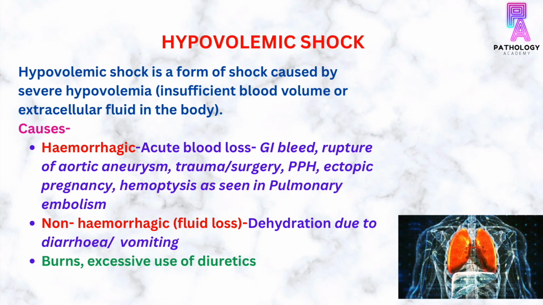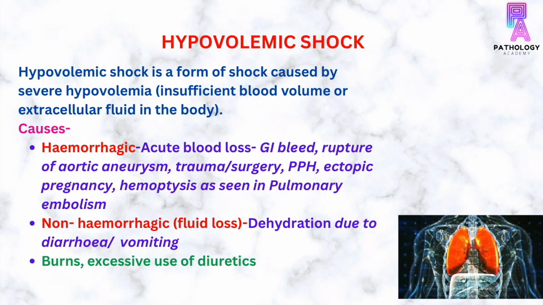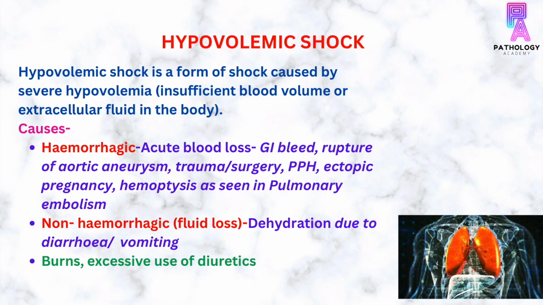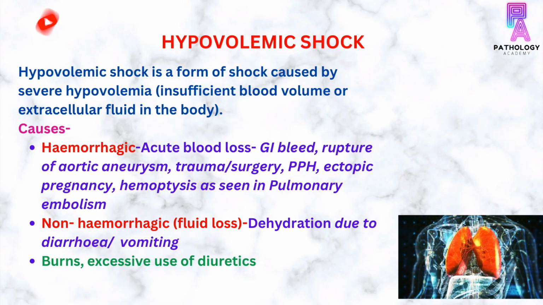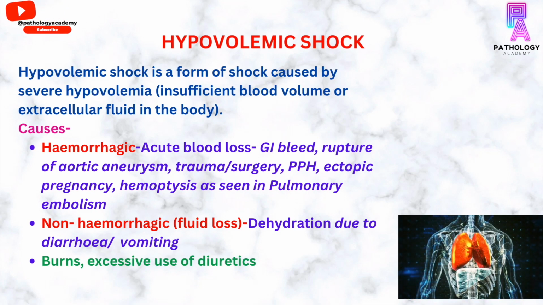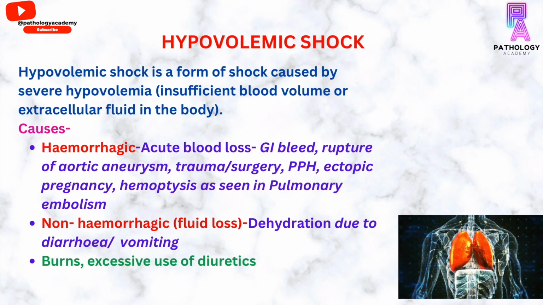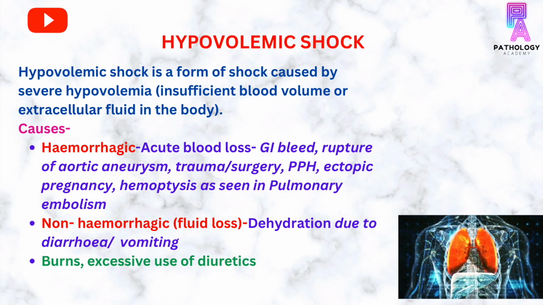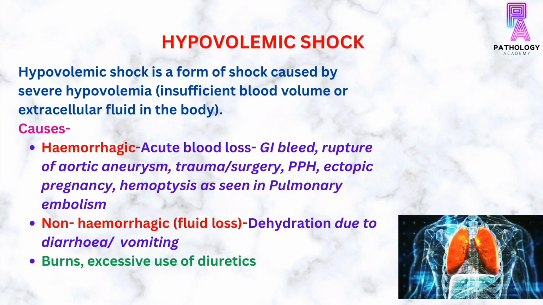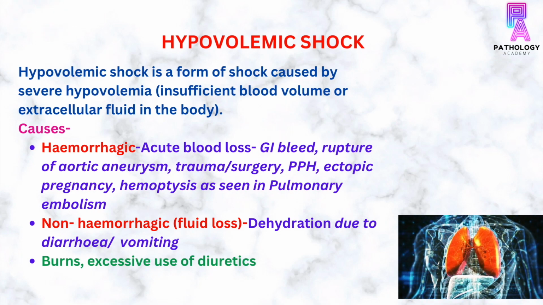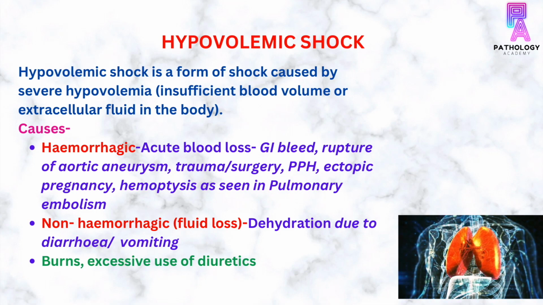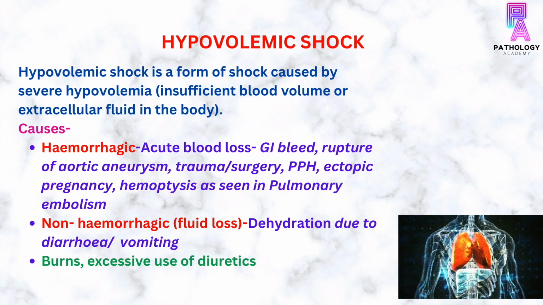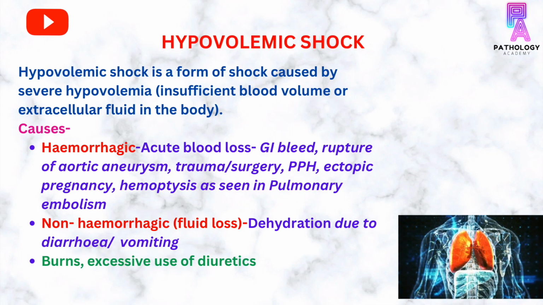Hypovolemic shock is a form of shock which is caused by severe hypovolemia, which means insufficient blood volume or insufficient extracellular fluid in the body. The causes are hemorrhagic and non-hemorrhagic. The hemorrhagic causes include acute blood loss due to GI bleed, rupture of aortic aneurysm, any trauma or any surgery, postpartum hemorrhage, ectopic pregnancy, hemoptysis as seen in pulmonary embolism, etc.